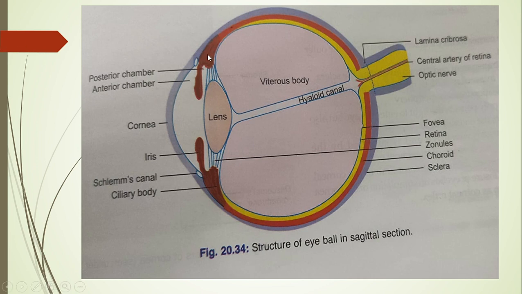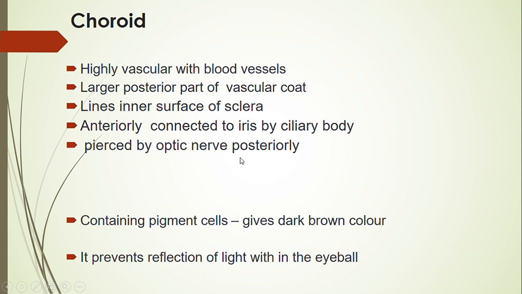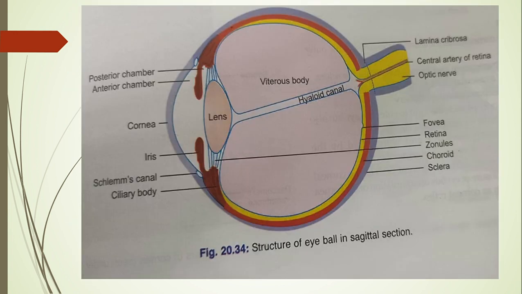The ciliary body is the anterior continuation of the choroid. The choroid is pigmented and pierced by the optic nerve posteriorly. Here we can see the choroid pierced by the optic nerve posteriorly. It contains pigment cells that give a dark brown color. It prevents the reflection of light within the eyeball, making the interior of the eyeball dark. It completely absorbs the light, so it appears black in nature.